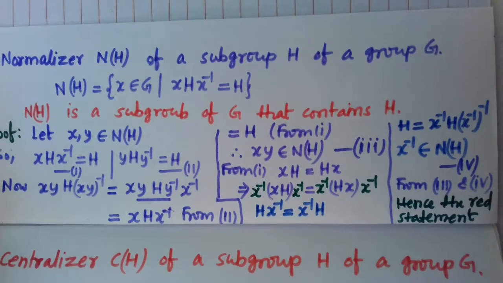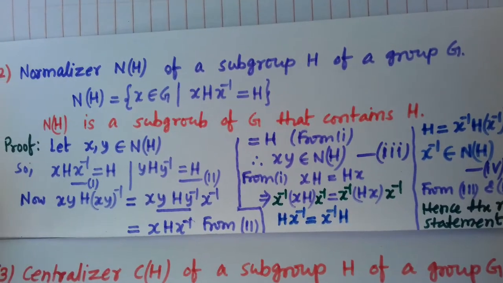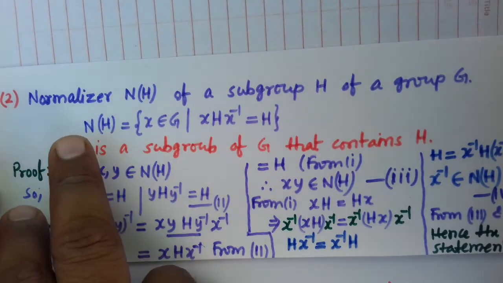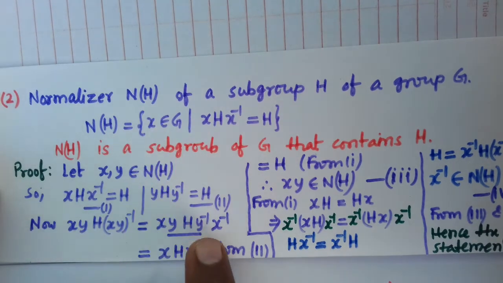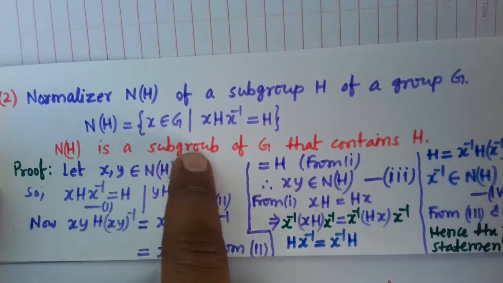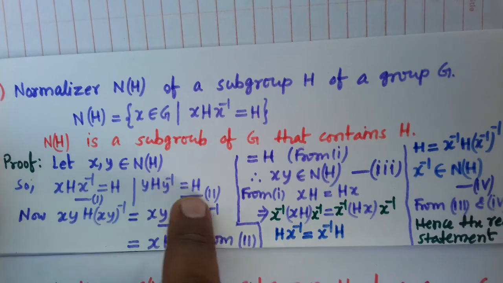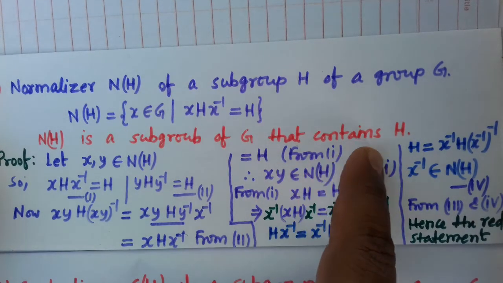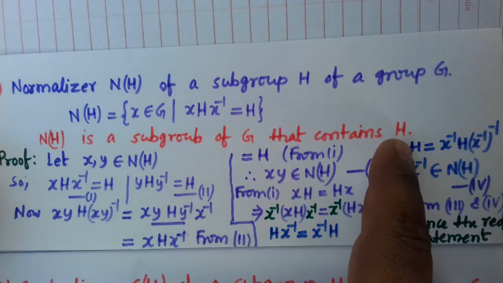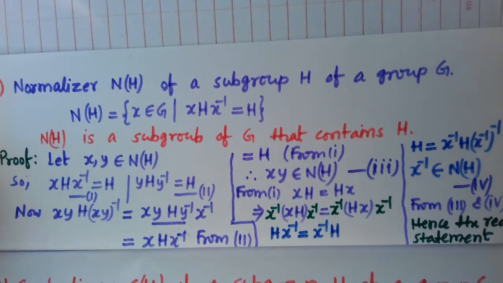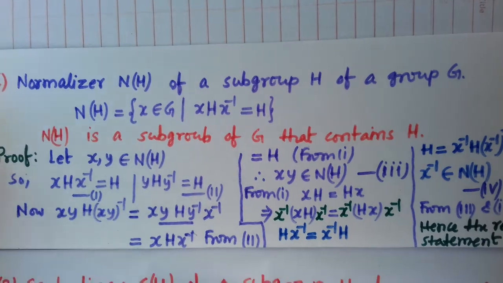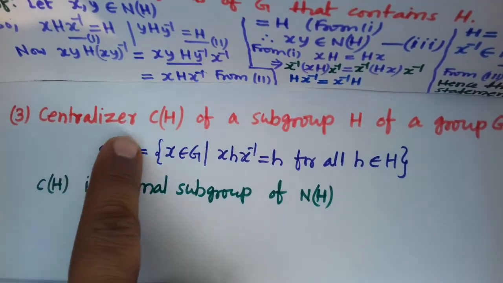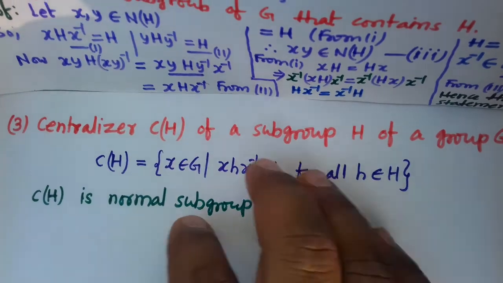Here is the first one. You see the first one here. In this, the normalizer NH, and here is the statement and the proof of the statement. In this, it is not proved that NH contains H, because it is very easy, you can prove this. And the second statement is here. You must understand the centralizer CH.